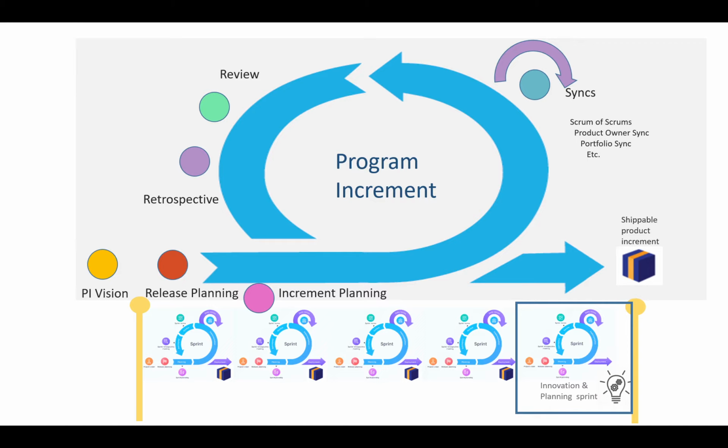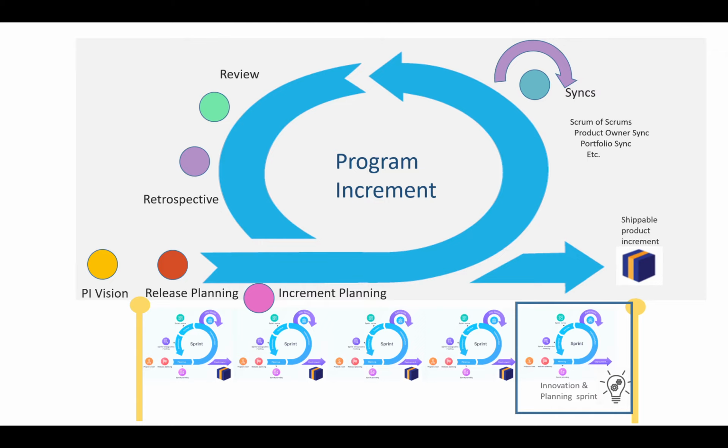And then we have things which happen during the increment, so the PI syncs, like the Scrum of Scrums and product owner sync. And then towards the end of the PI, we have a review and a retrospective type activity. And then we have a shippable product increment at the end.